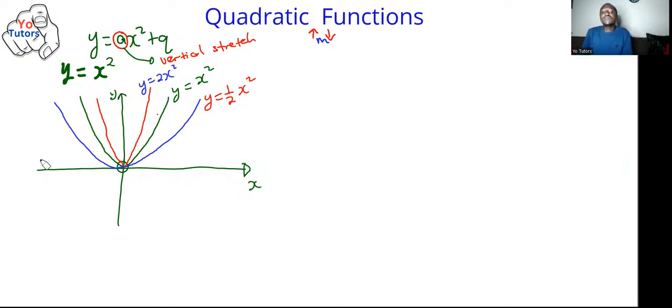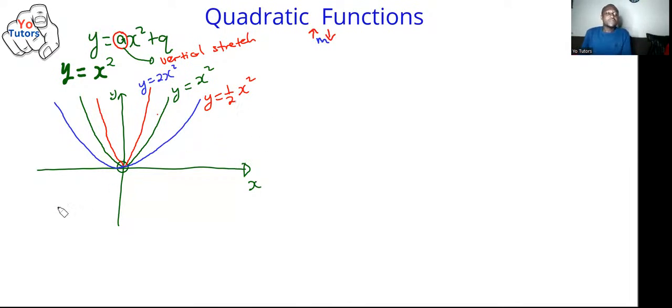So if you had to draw these two graphs on the same set of axes, that's where you would be able to tell that this one is wide and this one is narrow. But if I just draw the graph of y equals x squared as a sketch, you can't tell whether it's supposed to widen or shrink. It doesn't matter there. You just have to draw the shape in the correct order.